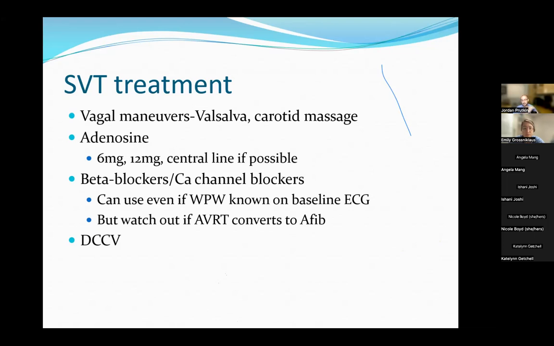And let's say someone is in SVT and adenosine is not working. You can use beta blockers and calcium channel blockers. You can do some IV metoprolol. You can put someone on a diltiazem drip or a diltiazem push. And that can work also.